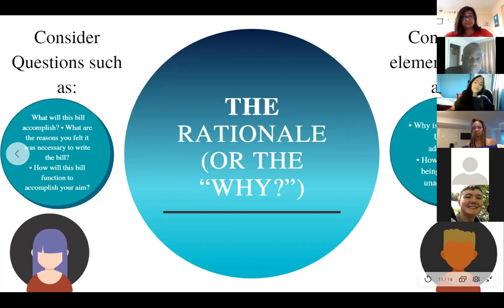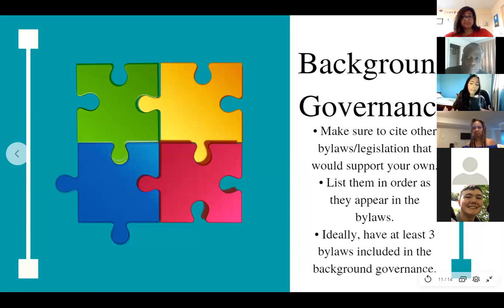So next we have background governance. This is the section inside of a legislation where you recite all of the other bylaws and all of the other legislations that will support your own. And you have to list them in order as they appear in the bylaws, just to make it more organized, and ideally have at least 3 bylaws including the background governance. So this will usually go at the end of every legislation.